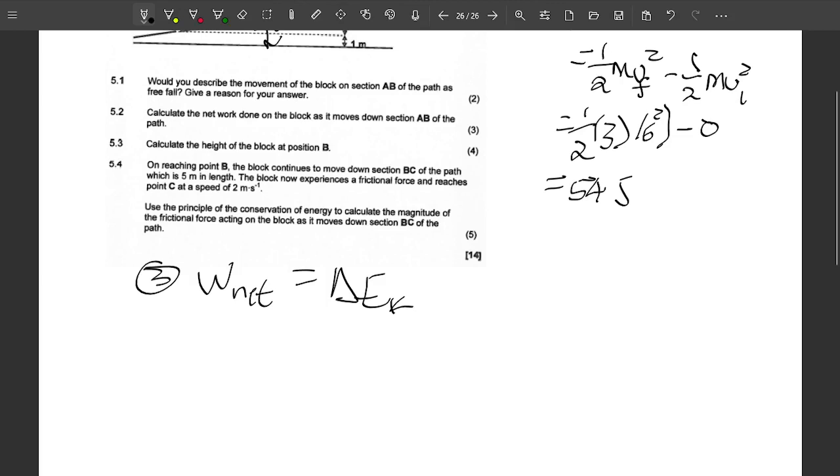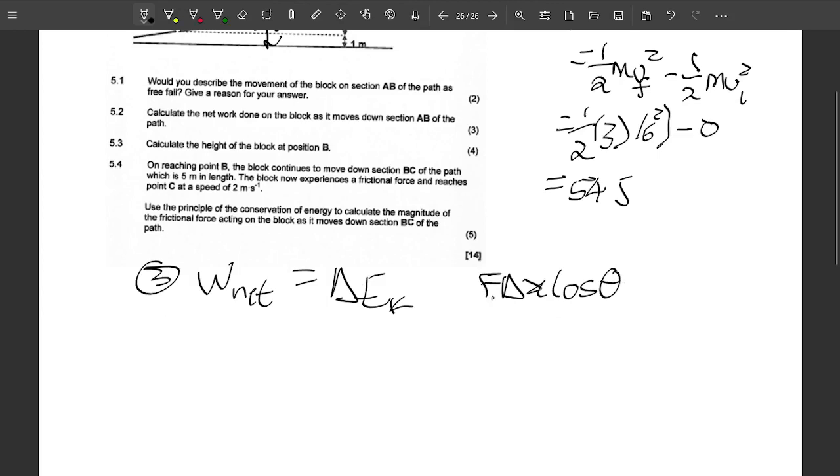Only after it passes through point B do we begin having other forces such as friction. But now it's at point B, so at point B, the only force acting on that object is gravity. So this is the only force that I'm going to include within my W net. Remember, W net is F delta X cos theta, so I'm just going to do a direct substitution here.